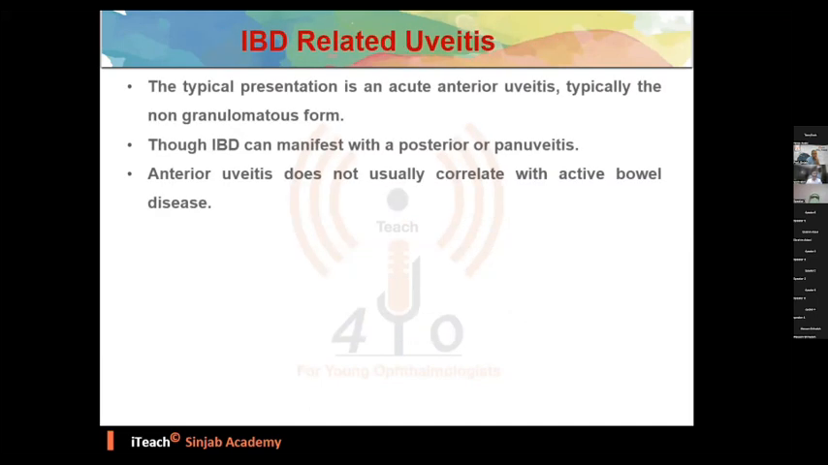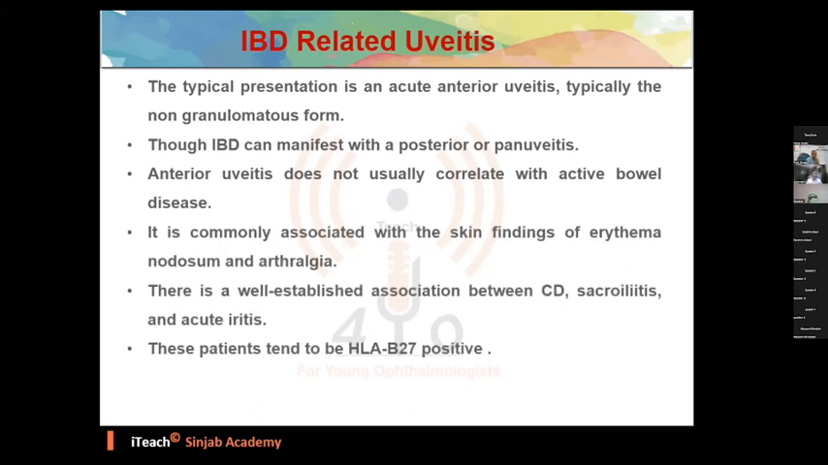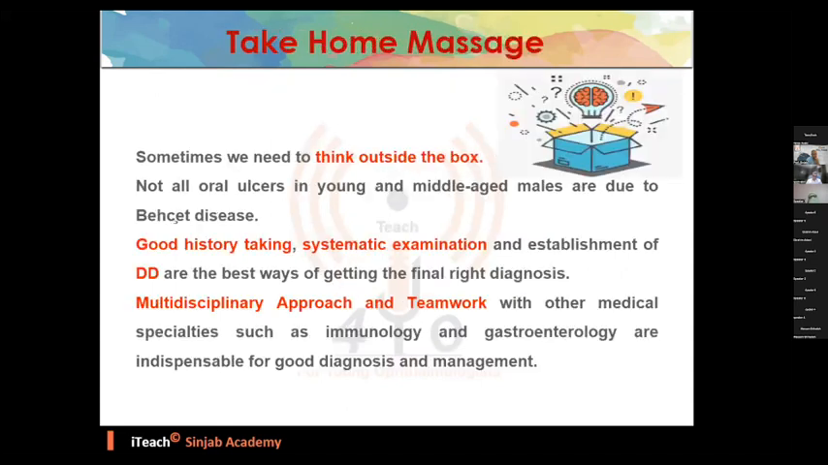In IBD-related uveitis, the typical presentation is an acute anterior uveitis, typically the non-granulomatous form. Though IBD can manifest with a posterior or intermediate uveitis, anterior uveitis doesn't usually correlate with the active bowel disease. It's commonly associated with the skin findings of erythema nodosum and arthralgia. There is a well-established association between Crohn's disease, sacroiliitis, and acute iritis. These patients tend to be HLA-B27 positive.